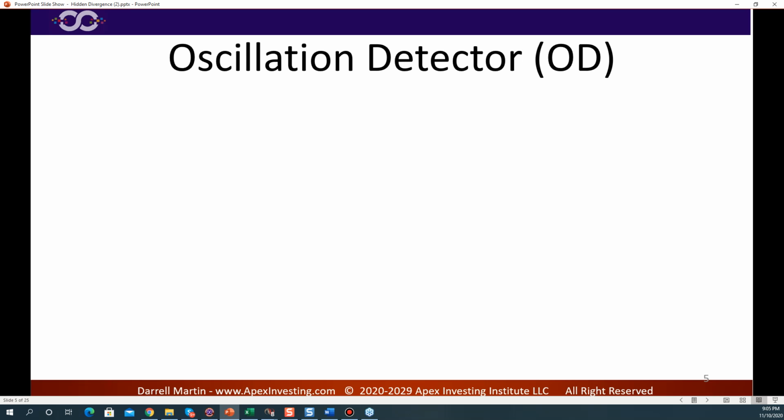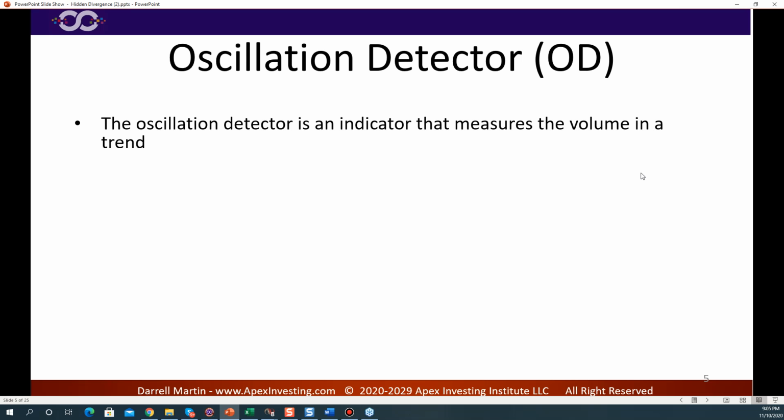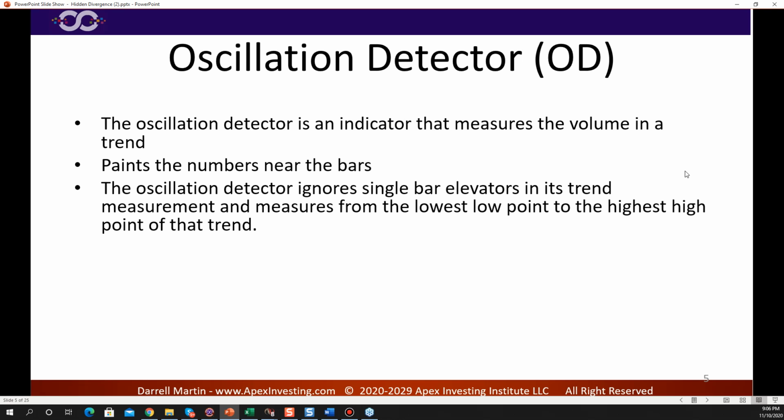So let's talk first about an Apex indicator that's on your chart. It's called the Oscillation Detector, or you might hear us refer to it as OD. The Oscillation Detector measures the volume in a trend, and it paints numbers near the bars. It's basically measuring the strength, the momentum, the volume in that trend, giving you an idea of the strength or weakness in that trend. It ignores single bar reversals or elevators in the trend measurement.